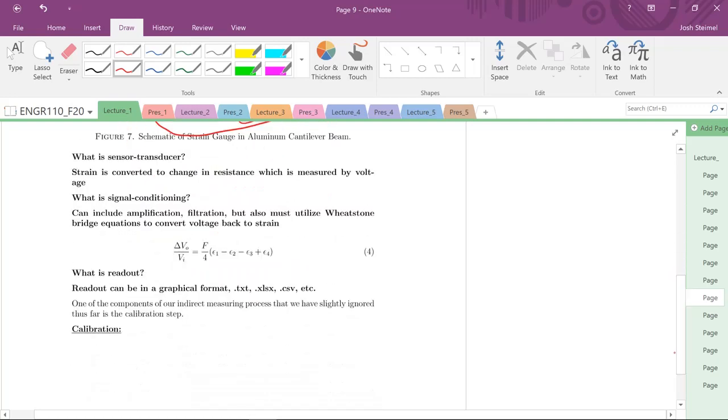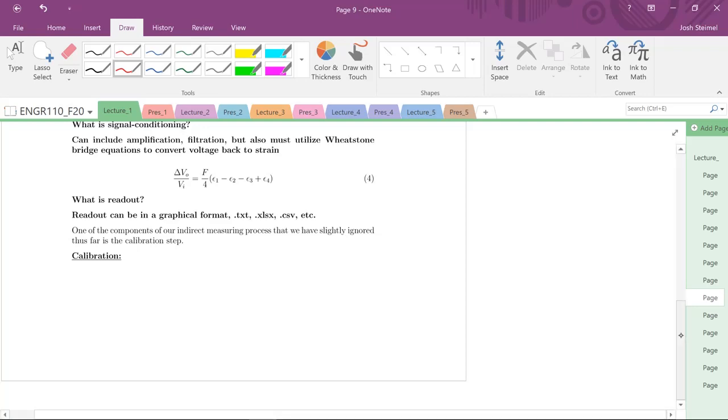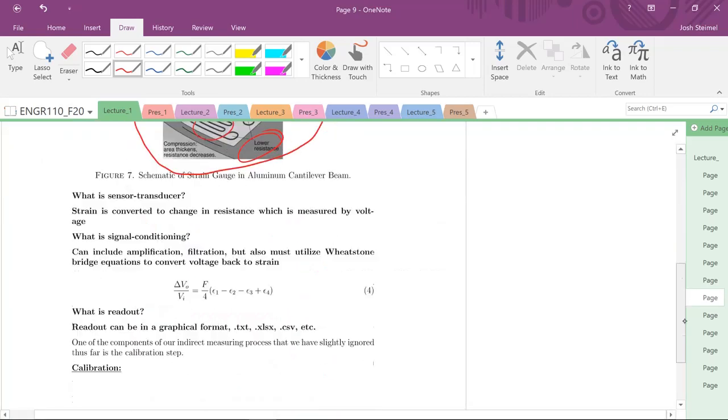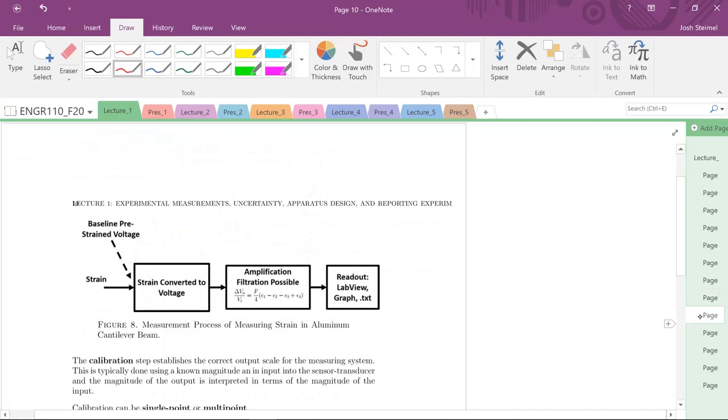So what is our generalized measurement diagram here? Our input is going to be strain. We're going to convert the strain to voltage via our strain gauge, which has those wires and resistance. As those wires change length due to the strain, there's going to be a change in voltage that is related to the equation over here.